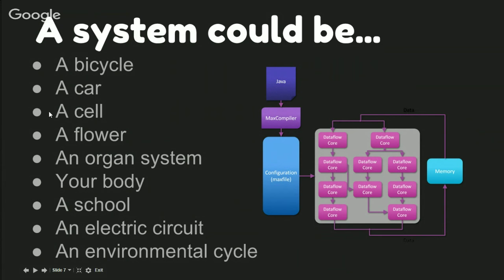A cell is a system. A flower can be considered a system. An organ system, like your circulatory system or your respiratory system or even your nervous system. Your body is a system. A school could be considered a system with all the different parts functioning together. An electric circuit, or any sort of environmental system. Over here we have a picture of a data system within a computer, also a very good example of a type of system. So there's a lot of different ones we can talk about, and you guys are going to be diagramming on your own systems later in class.